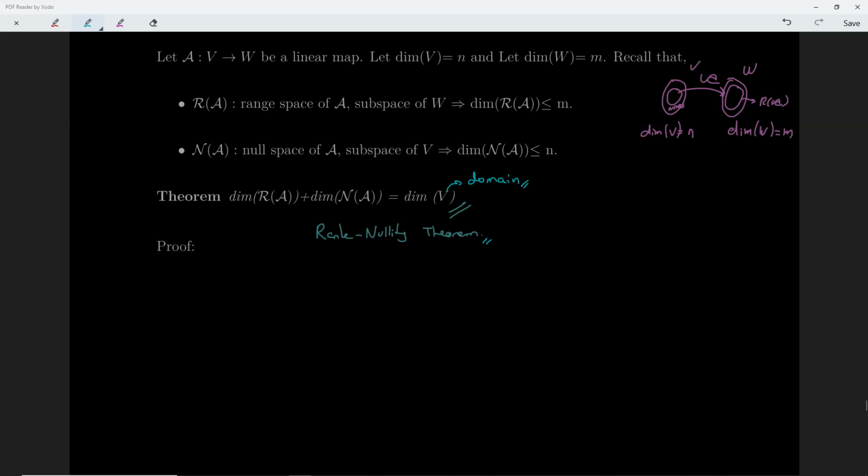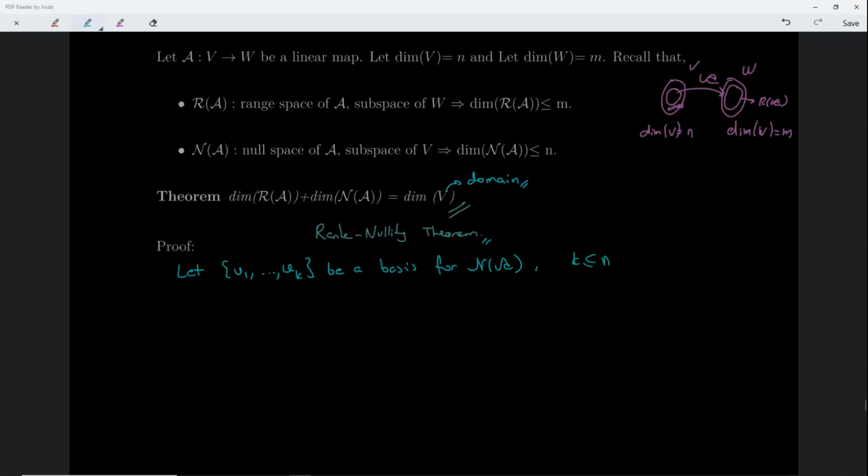So we'll begin by constructing the basis for the null space of A. Suppose the dimension of the null space of A is less than n, let's say k. That means there are k vectors in a basis for that null space of A. So I will start by writing: let v1 to vk be a basis for the null space of A. And notice that k is less than or equal to n.